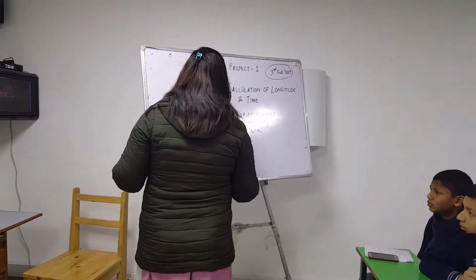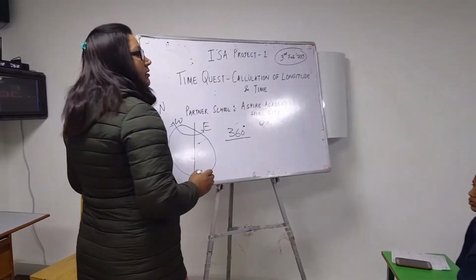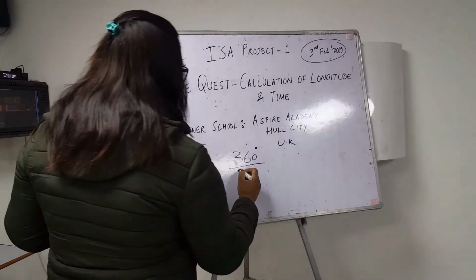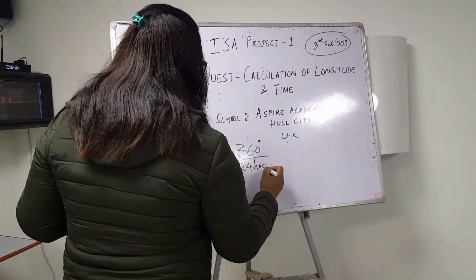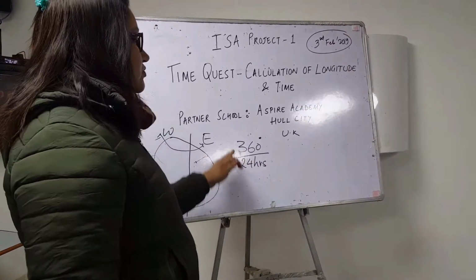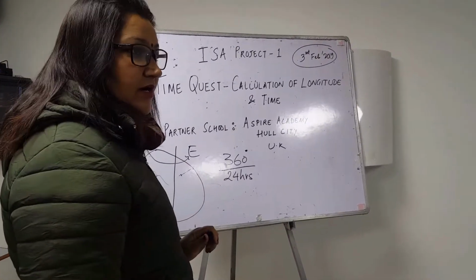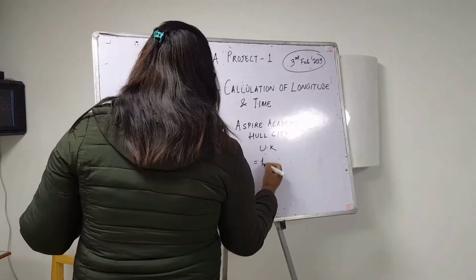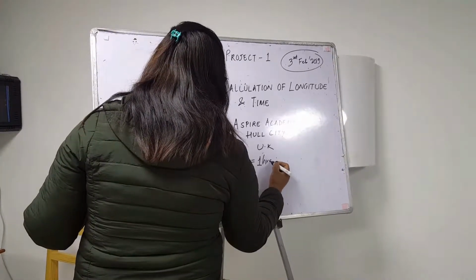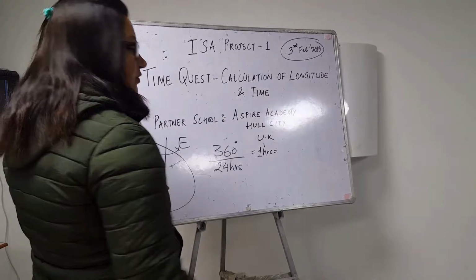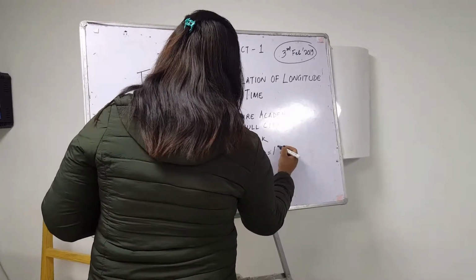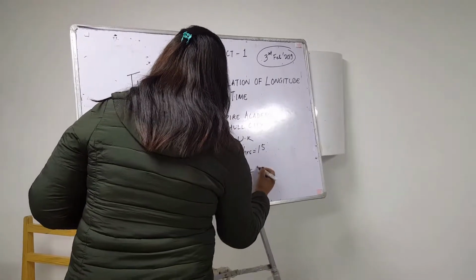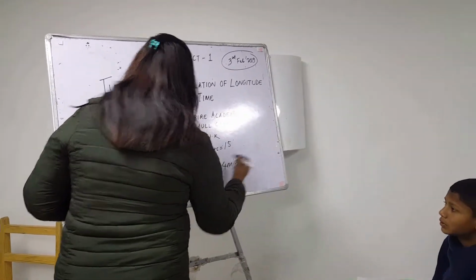And these 360 degree longitude lines complete 1 day. No, the rotation completes 1 day. That means 24 hours. So 360 degree equals to how many hours? 24 hours. Is it or not? So that's why 1 hour equals to 15 degree. Is it or not? And 1 degree equals to 4 minutes.